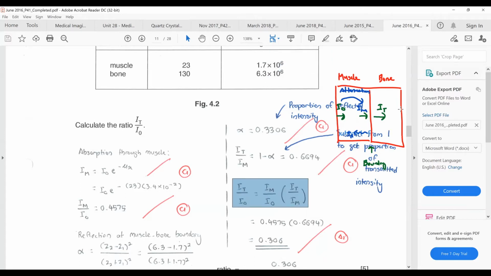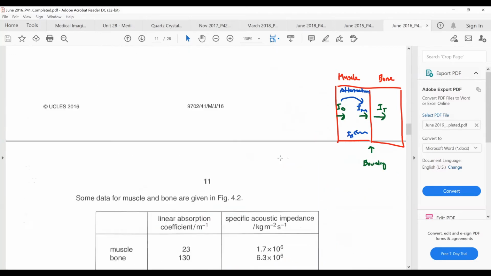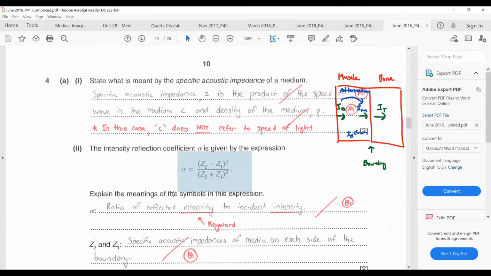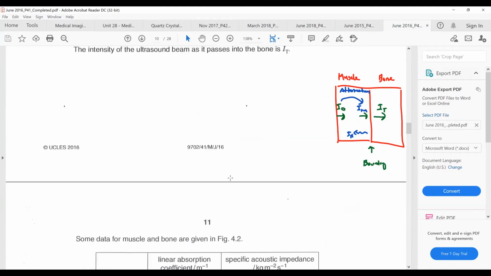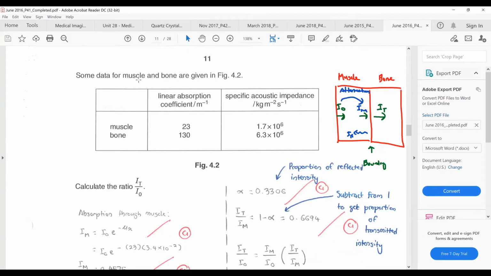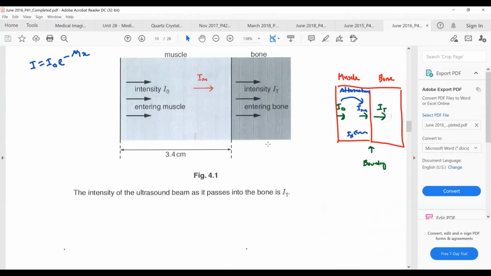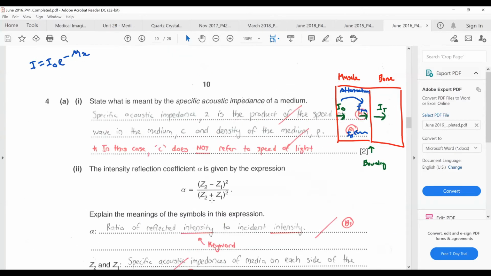I cannot use IR equals to Z2 minus Z1 square over Z2 plus Z1 square. I cannot use I equals to I naught exponential negative mu x or kx directly, because this one, IT and I naught, is neither fraction reflected nor fraction remaining after attenuation.